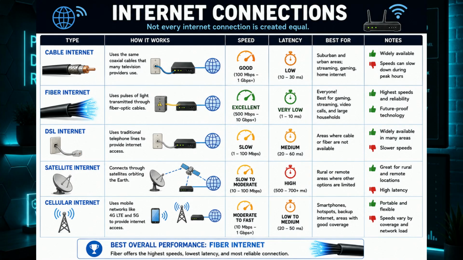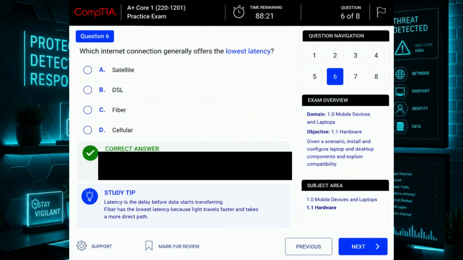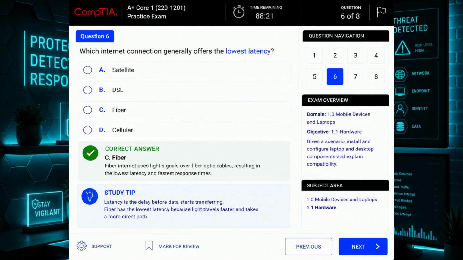If somebody asked you which technology generally provides the best performance, the answer is fiber, thanks to its high bandwidth and low latency. Question 6. Which internet connection generally offers the lowest latency? Satellite, DSL, fiber, or cellular? The answer is C, fiber.